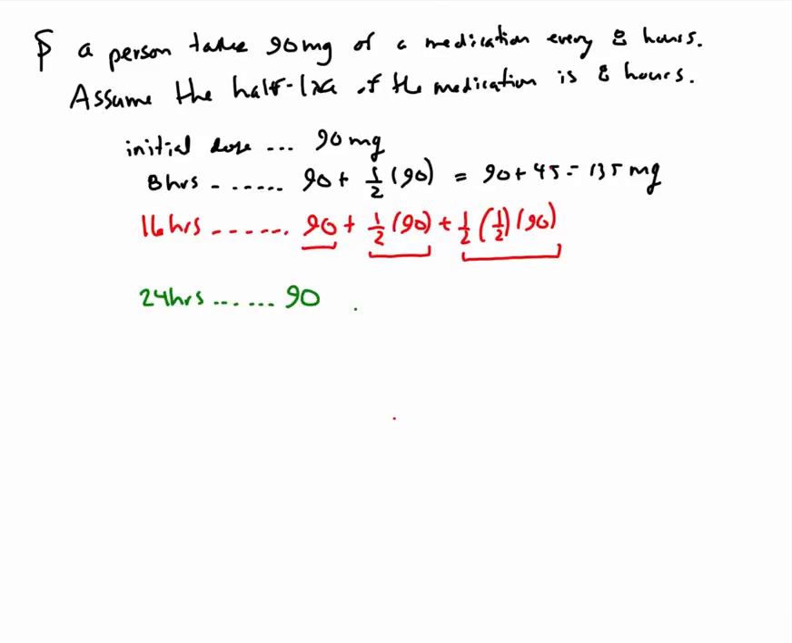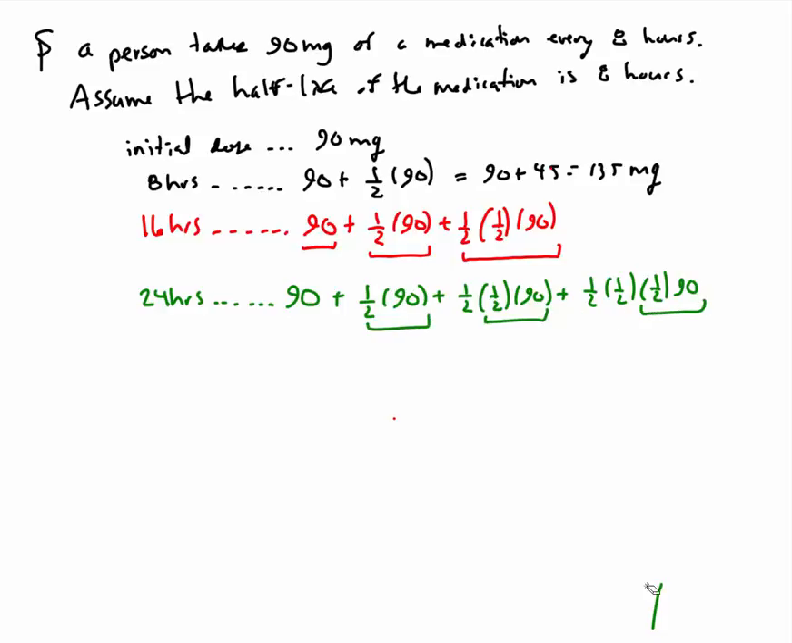So take another dose, I have half of the 90, then I have half of the 90 from the previous dose, and then from here I have half of the 90. So if you want to think about this, half of the 90 is the same value each time, and then I just end up having it each time.